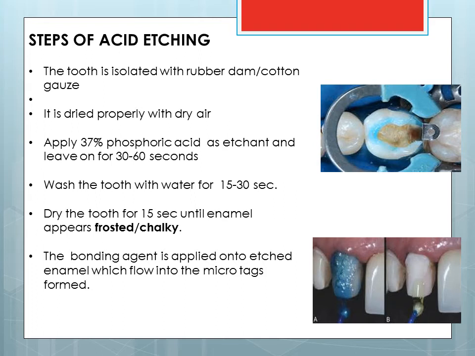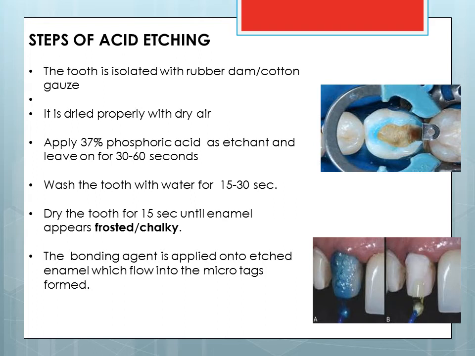Next, we apply 37% phosphoric acid as etchant and leave it for about 30 to 60 seconds. So this blue gel is the etchant gel, which is 37% phosphoric acid. Now, with the newer etchants, we don't require to leave them on for 1 minute. They work in between 15 to 25 to 30 seconds. So that is enough, so we leave it there. Then we wash the tooth with water for 15 to 30 seconds, so all of this acid is washed off.